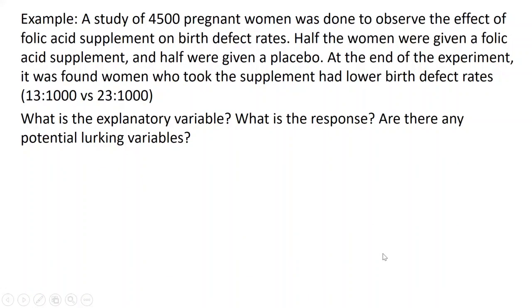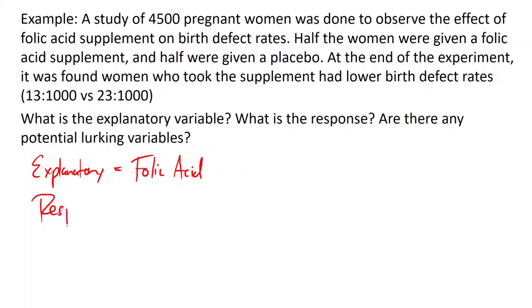So this was an example of an experiment that I put up before. It's the pregnant women, folic acid supplement. Half were given a placebo, and at the end of the experiment, they found that the ones who took the supplement had lower birth defect rates. What's the explanatory variable here? Yeah, that's the thing you think is doing the explaining or the affecting. So the explanatory variable would be folic acid. That's what they think is going to have an effect. What would be the response variable here? It would be your birth defect rate.